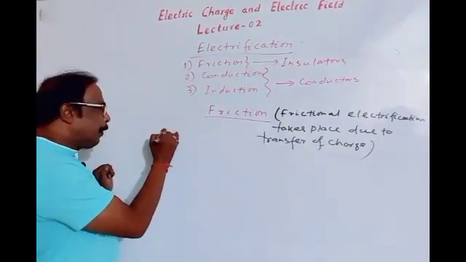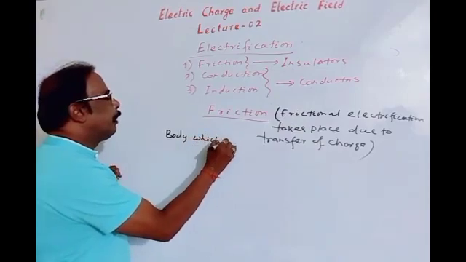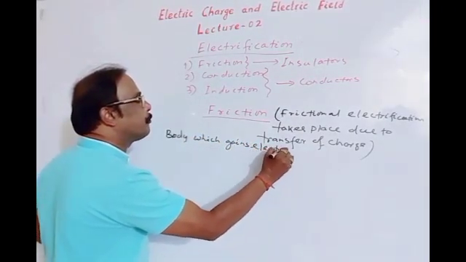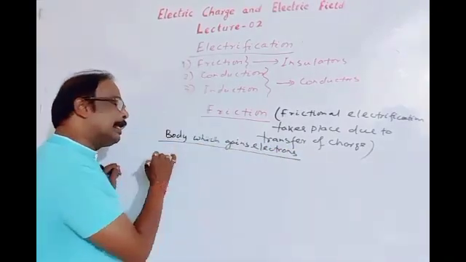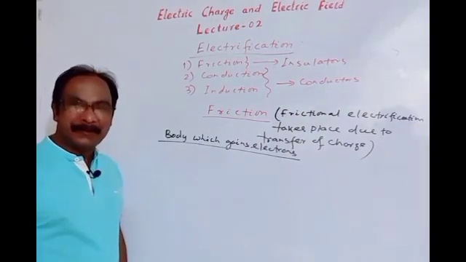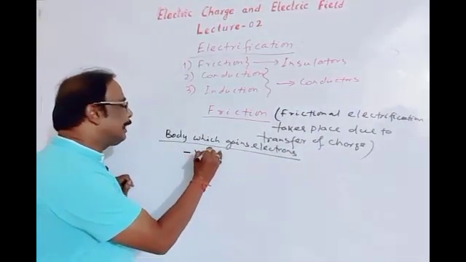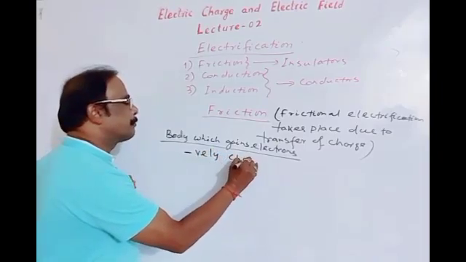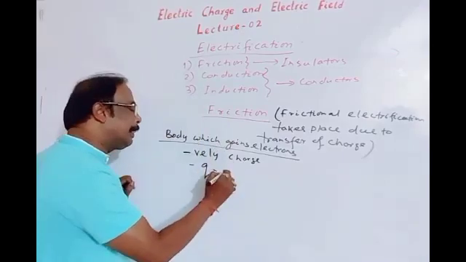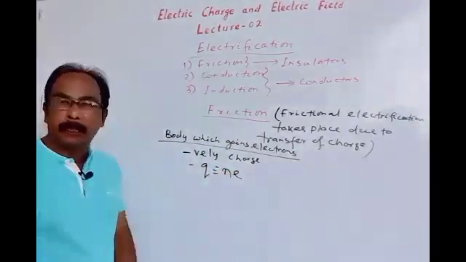The body which gains electrons, due to excess of electrons, its net charge will be negative. The body becomes negatively charged. What will be the charge? Let it be minus q. Let the body gain n number of electrons. Total negative charge is minus ne.